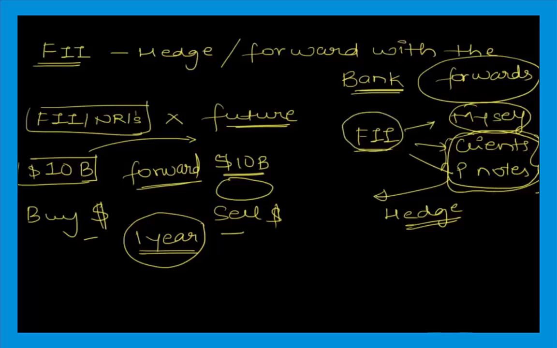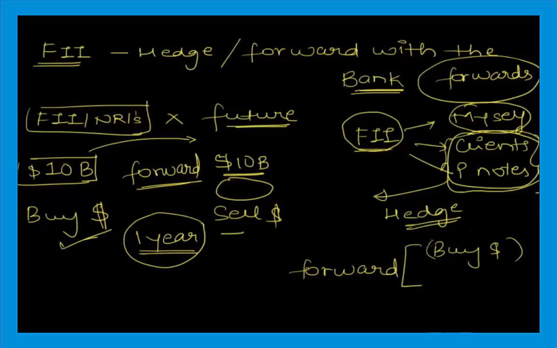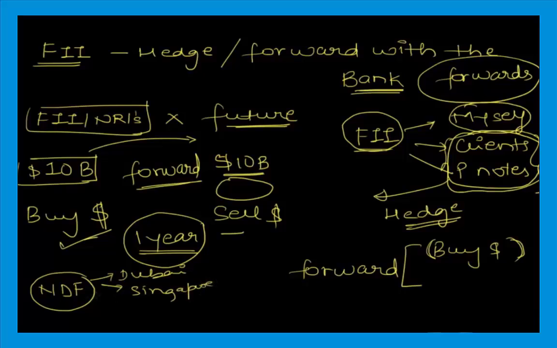Now, what will the FII do? That means for the client and for P note, in the forward contract, the FII has bought dollars from the bank, like over here, to hedge. Okay. Now, because they are not allowed to trade in the Indian market, they use the non-deliverable forward market, which trades in Dubai, Singapore, and Hong Kong, which means USD rupee is also trading on the non-deliverable forward market in Dubai, Singapore, and Hong Kong.